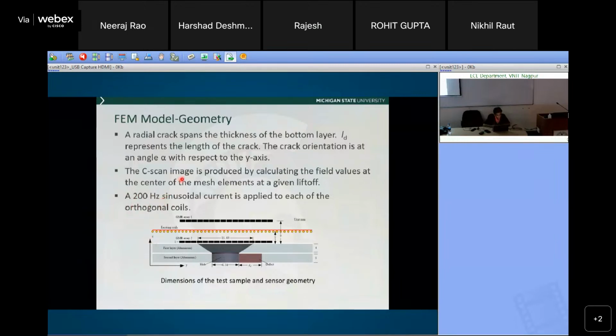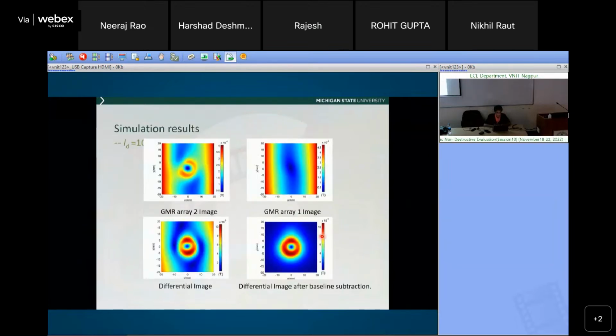Okay, what else is there here? So this shows a schematic. This is a 1/4 inch aluminum layer, this is the steel, and this is our two arrays, and this is the excitation coil. That's the schematic of the overall thing. And this was some of the simulation signals that we got.